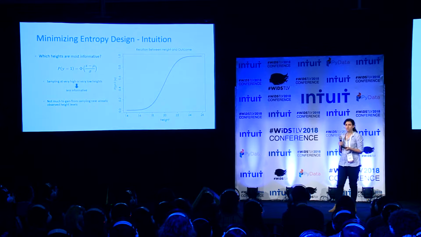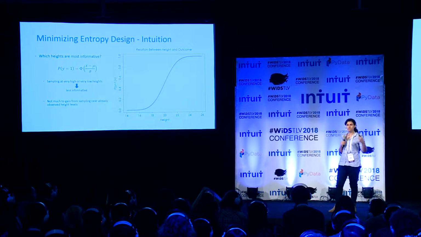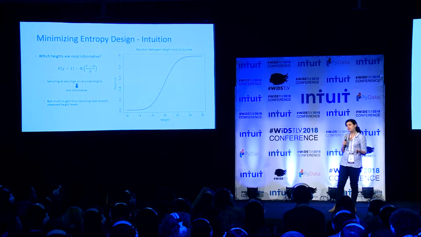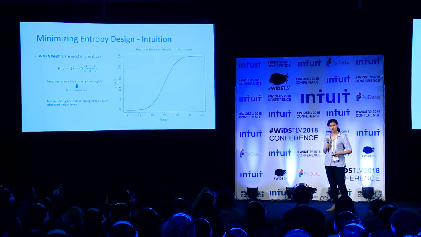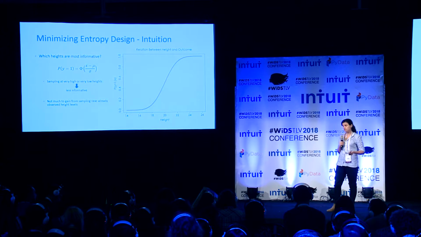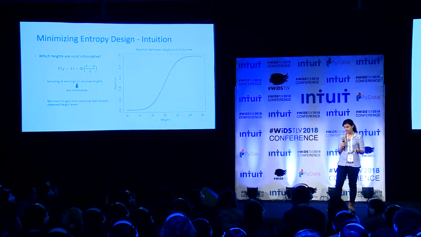So we don't want to sample very high heights or very low heights, because it's not informative. We already know what outcome to expect. If we drop a phone from too high a distance, it will most likely break. So we want to drop phones where we don't really know what the outcome is going to be, if it's going to break or not, which is about 0.5 probability.